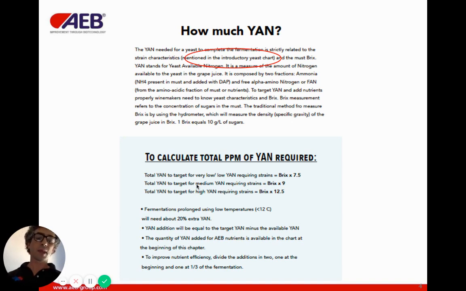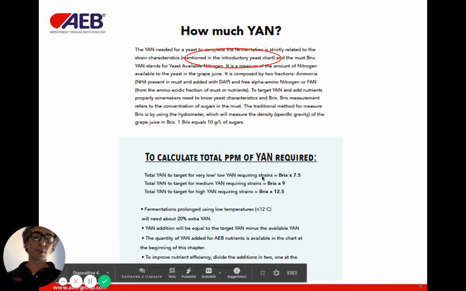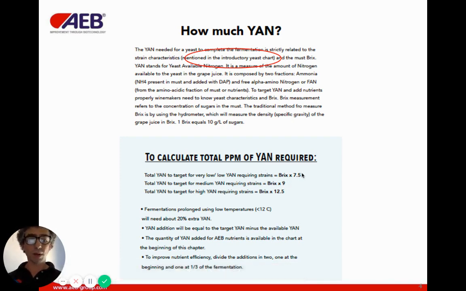for YAN. Let's say you're using a Fermol Méditerranée, which we tag as being a low demanding YAN strain. And say you want to use it for a Cabernet coming in at 24. So 24 is your Brix. You're multiplying by 7.5 and you get around 180. So that's the goal, the target YAN that you want to get to have a smooth fermentation.